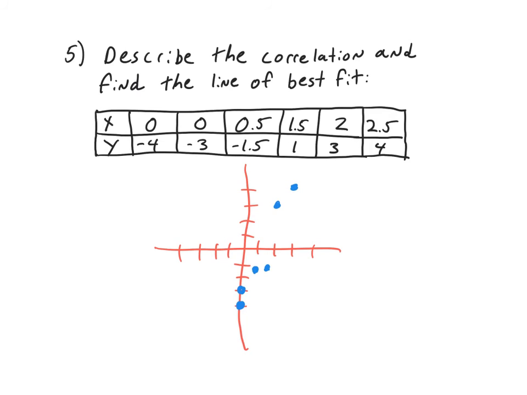Okay, so now we'll go ahead and find the line of best fit first, because that'll help you see the correlation. And to do the line of best fit, you just kind of draw a line so it's in between all the dots on our scatter plot. So to do that, I'm just going to kind of estimate. It's going to look something like that.